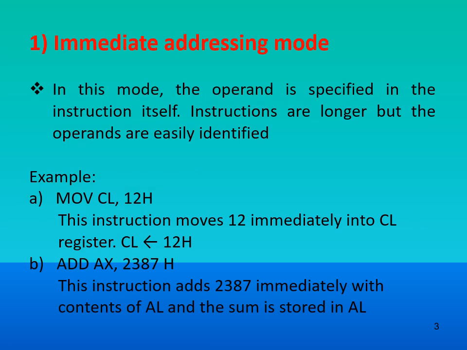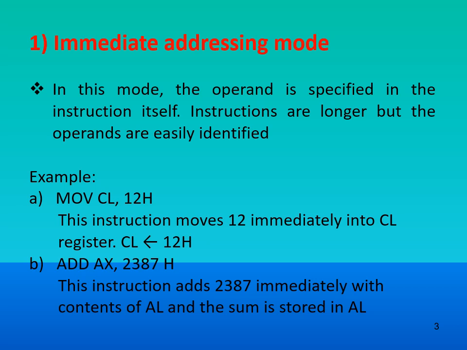First one is the immediate addressing mode. In this mode, the operand is specified in the instruction itself. If you see the first example, MOV CL, 12H. What is the capacity of a CL register? It is the lower half of CX register. As you know, all the registers of 8086 are of capacity 16 bits. So CL will be the lower half of CX. So CL will be 8 bits.